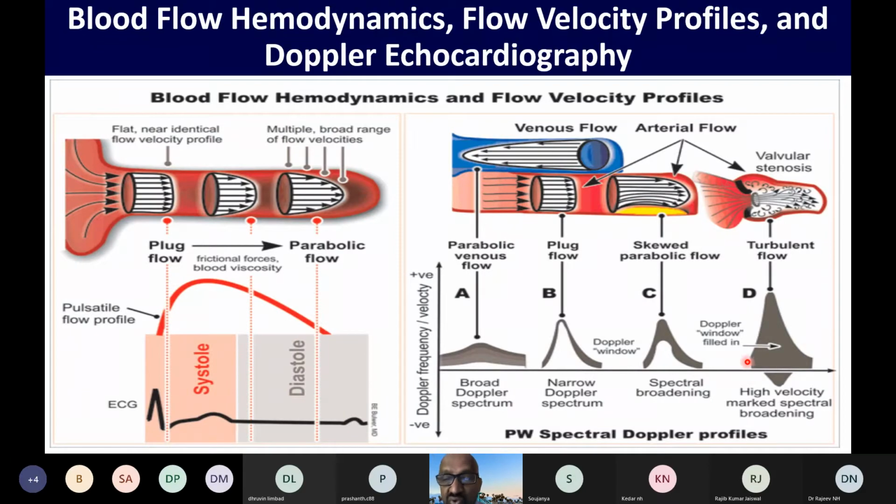So when you're talking about spectral Doppler, it is velocity against time. Time is on the horizontal axis and the velocity is on the vertical axis. That is what is called spectral Doppler.